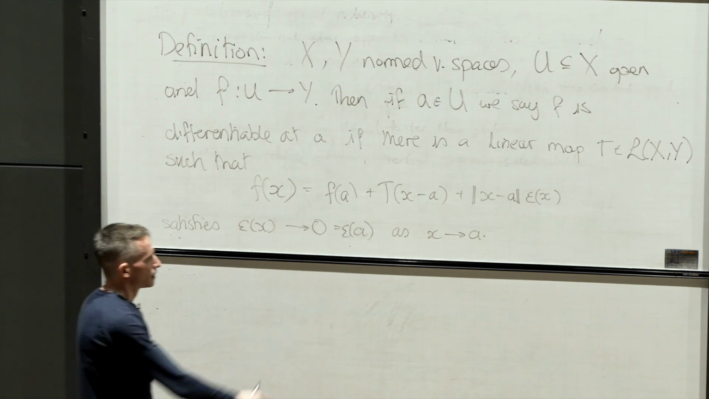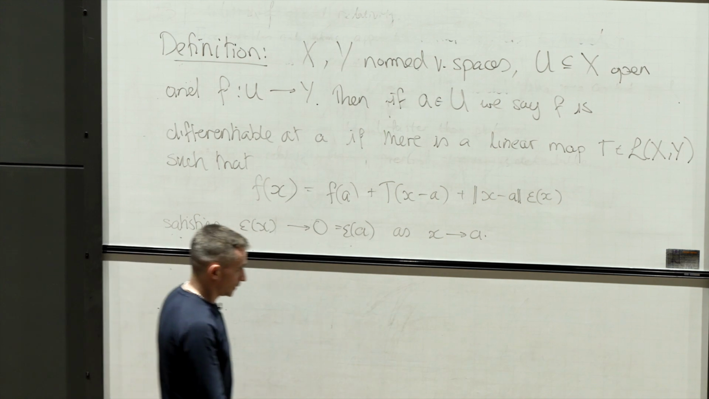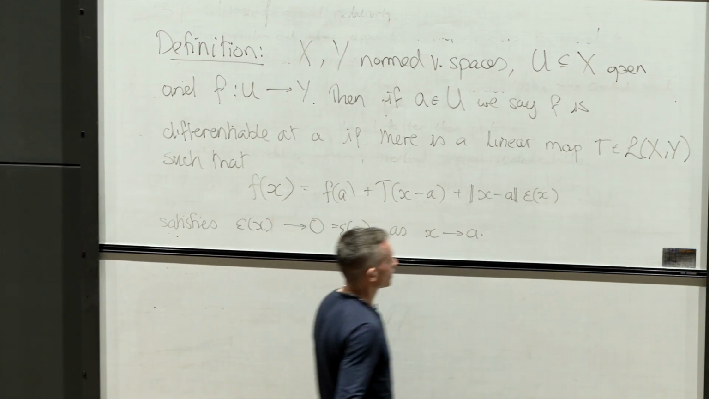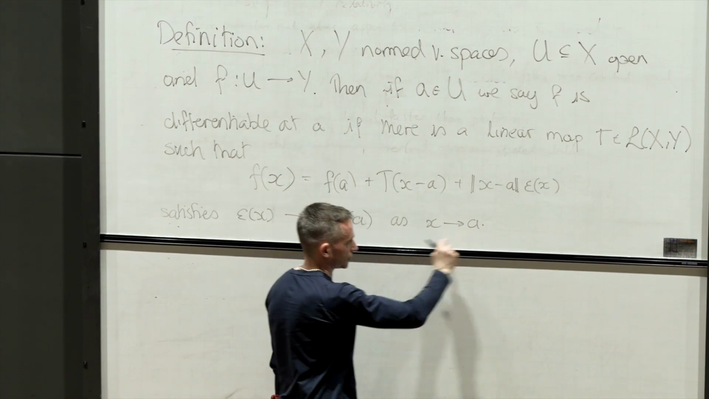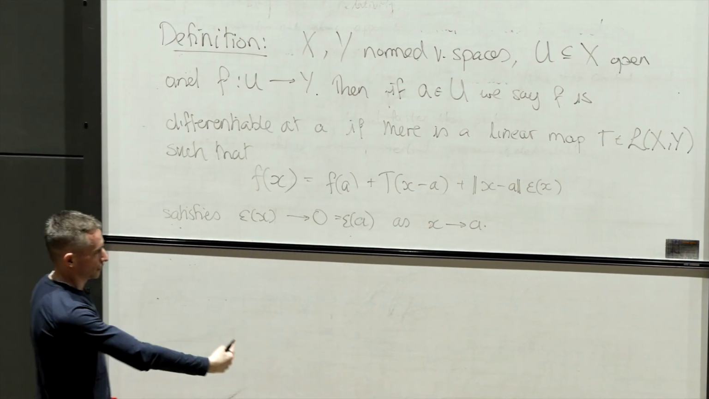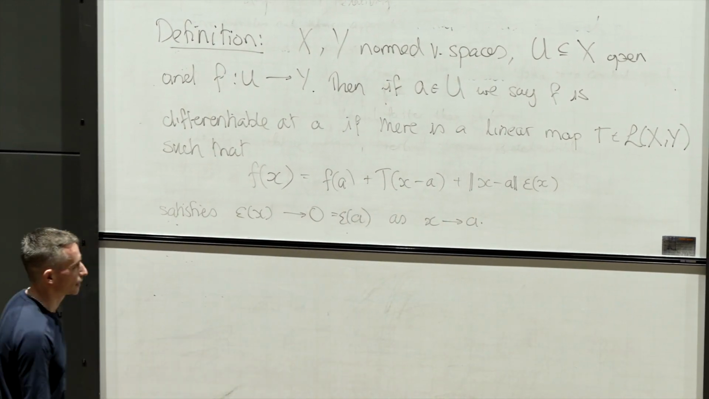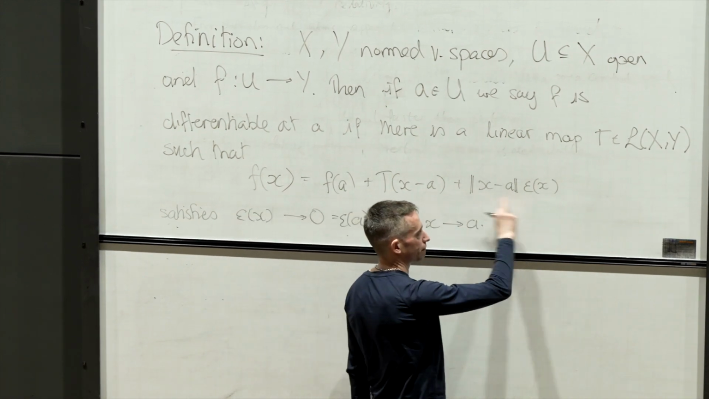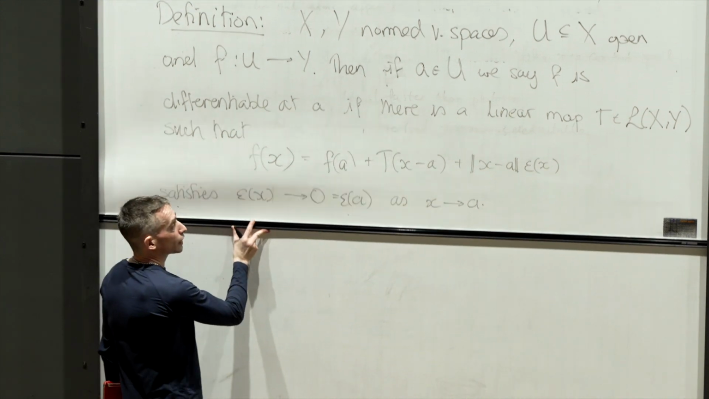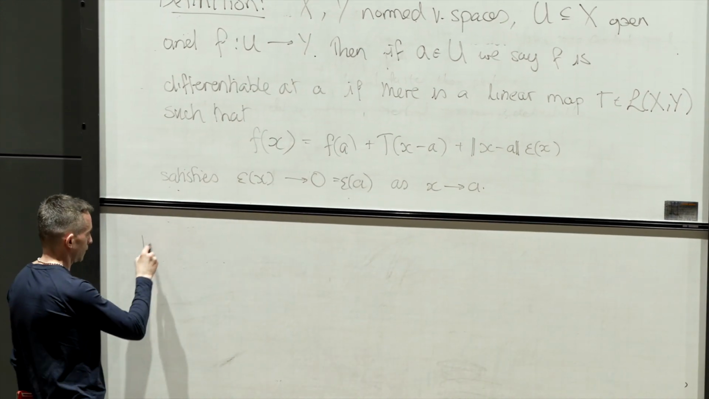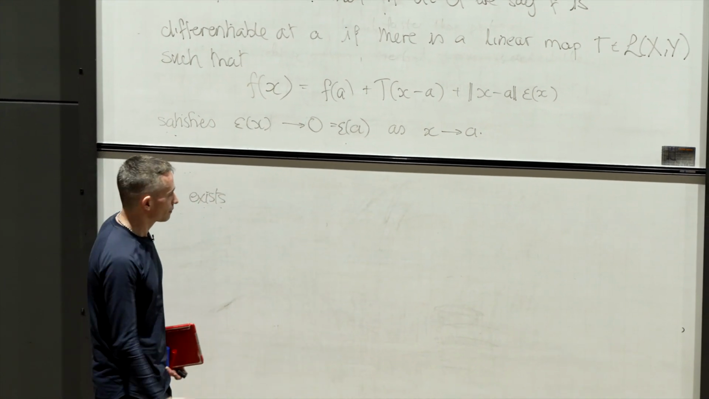So it's saying that there is a linear map such that this affine linear approximation to f is a better approximation to f of x than any error that is at least as big as the norm of x minus a. So this quantity goes to 0 faster, if you like, than the norm of x minus a goes to 0. And if such a linear map exists, we call it the derivative.